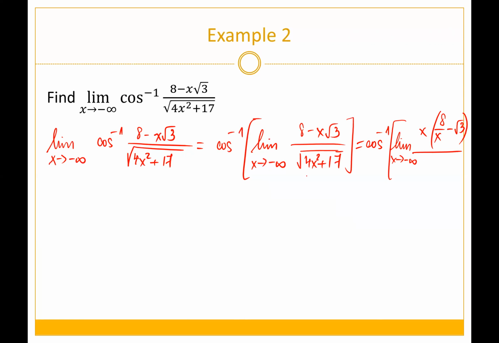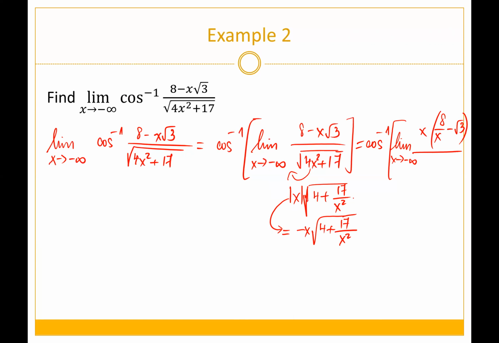Now if you want to take x out of here, what you have to do is take x squared out. So outside is going to become the absolute value of x, with square root of 4 plus 17 over x squared. Now this absolute value of x makes the entire thing become negative x times the square root of 4 plus 17 over x squared.